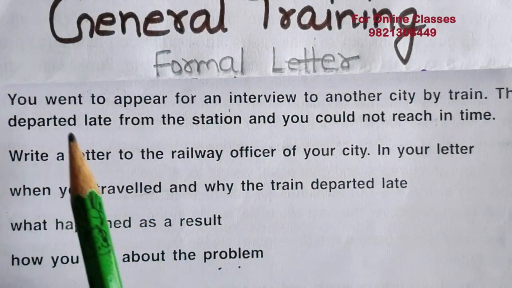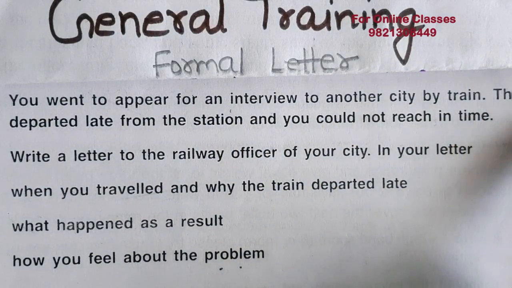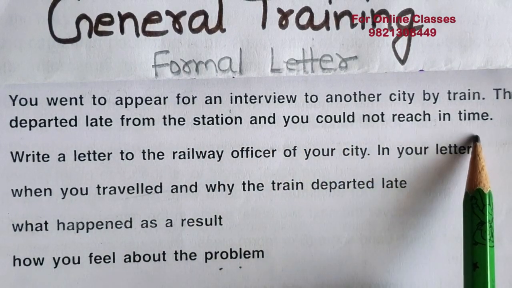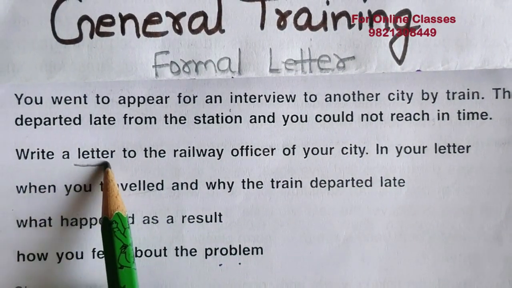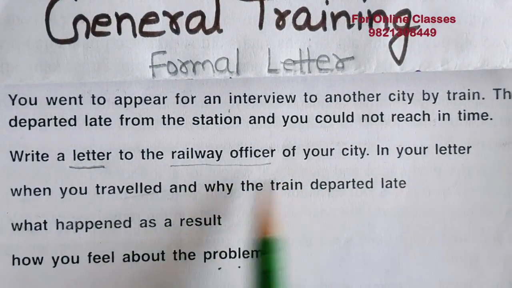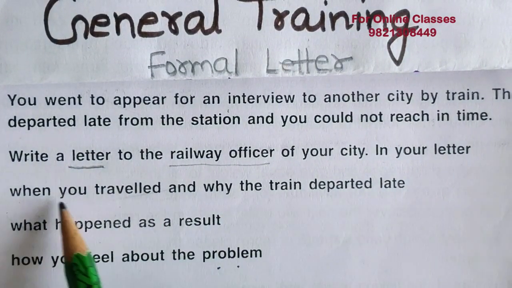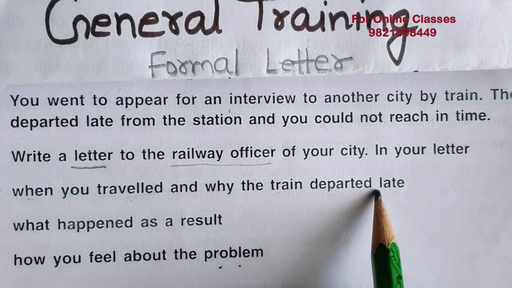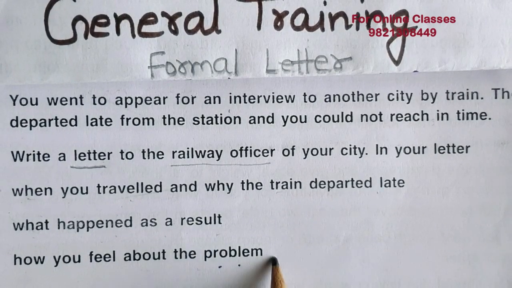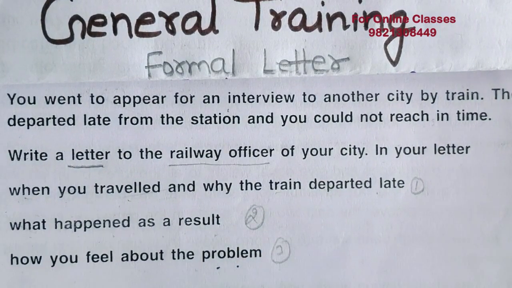The letter is: you went to appear for an interview in another city by train. The train departed late from the station and you could not reach in time. Write a letter to the railway officer of your city. In your letter, explain when you traveled, why the train departed late, what happened as a result, and how you feel about the problem. This is the first bullet point, this is the second bullet point, and this is the third.